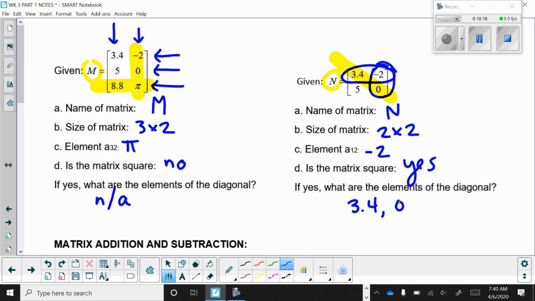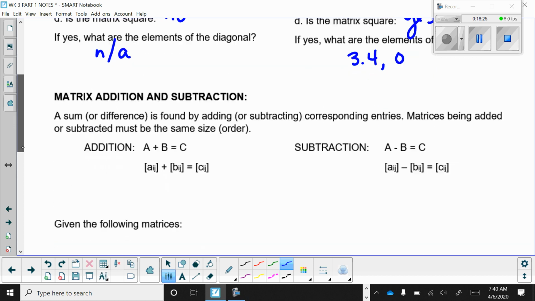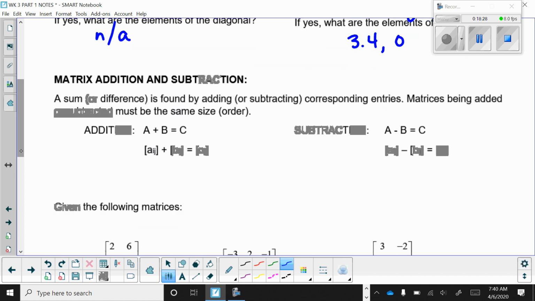Okay, so that concludes the portion of the lesson that's just talking about concepts and vocabulary about matrices. Now we're going to talk about performing operations on matrices. And today we're just going to do addition and subtraction. So matrix addition and subtraction. A sum or difference is found by adding or subtracting corresponding entries. Matrices being added or subtracted must be the same size or order.